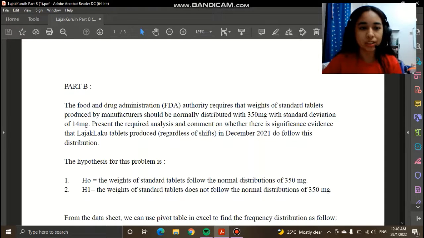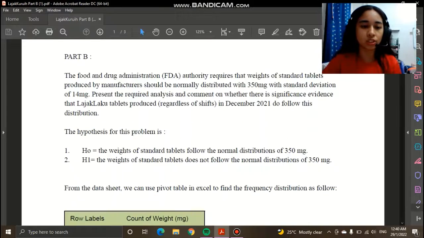The question is: the Food and Drug Administration Authority requires that weights of standard tablets produced by manufacturers should be normally distributed with a mean of 350 mg and a standard deviation of 40 mg. Present the required analysis and comment on whether there is significant evidence that Lajak Laku tablets produced regardless of shifts in December 2021 do follow this distribution.